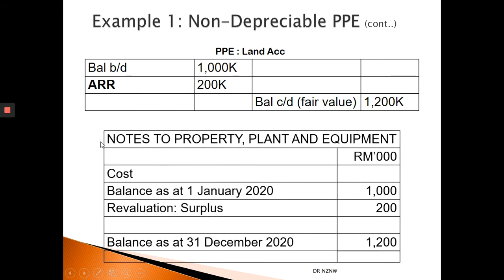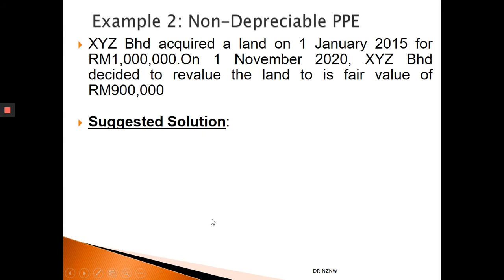Okay, so as you know, when you prepare your financial statement, you will prepare information on PPE in detail in the notes too. So you actually take into consideration the surplus amount. The balance as at 1st January 2020 is 1 million. If you have a surplus, then the amount is added to the balance, giving you a new balance of 1.2 million. So this is a condition where you have non-depreciable PPE in a situation where you have a surplus. Let's proceed with another example.